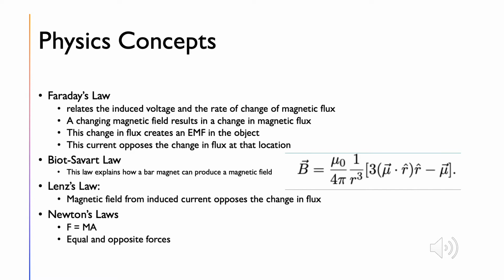The second concept we used was the Biot-Savart law, which explains how a bar magnet can produce a magnetic field, and that equation to find the magnetic field is listed to the right. We also used Lenz's law, which claims that a magnetic field from an induced current will always oppose the change in flux. So in our case, it'll oppose the magnet's magnetic field.